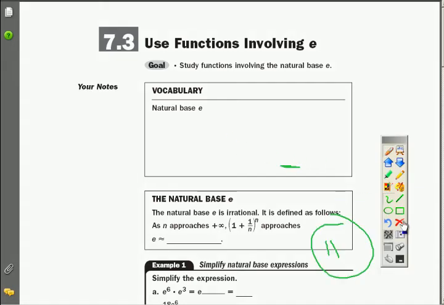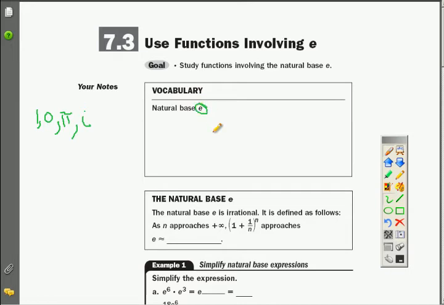All right, welcome back. Today we're going to be learning about one of the 5 most important numbers in mathematics. Now, the 5 most important numbers in mathematics are 1, 0, pi, i, and we've learned about all of those numbers, and today we're going to learn about e.